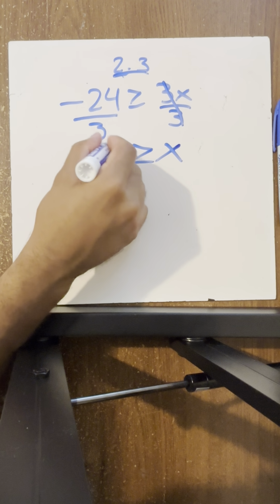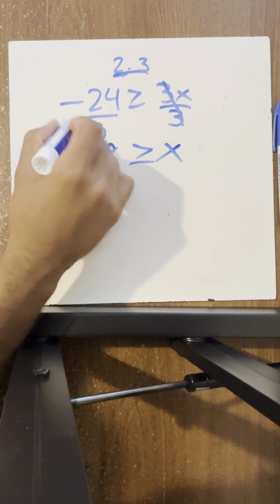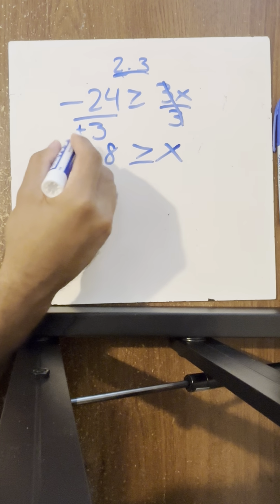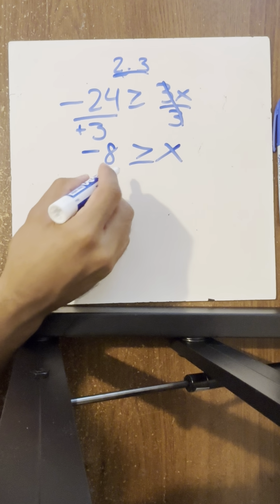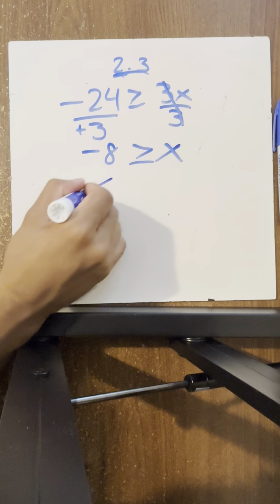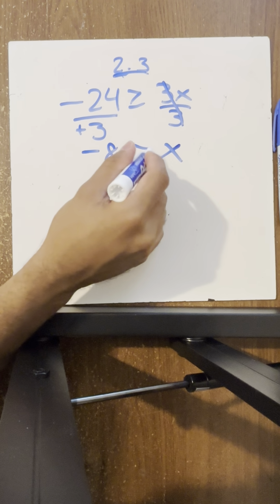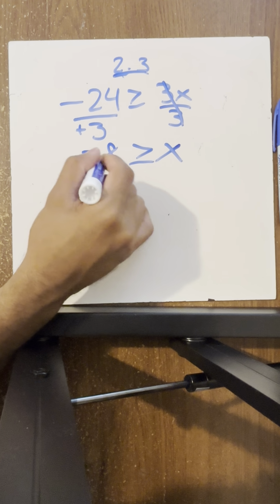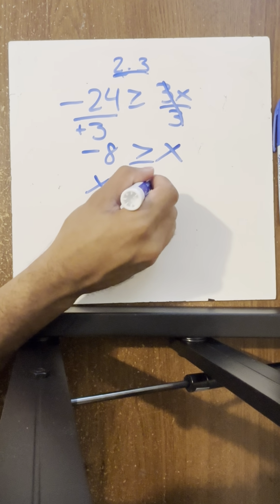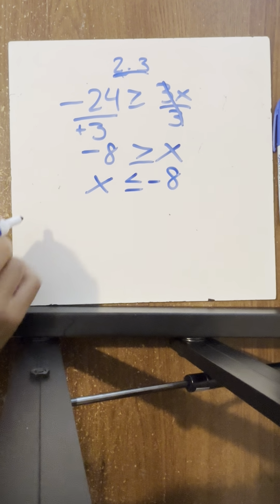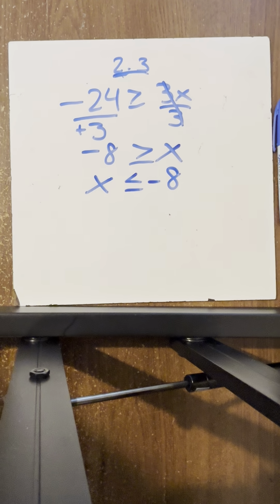24 divided by 3 is 8. But this is a +3 and a -24. Different signs, when you divide, means that your answer would be negative. If we want to rewrite this, we would rewrite it as x. The sign is open towards the 8, the -8. So we keep it open towards the -8 and we can rewrite it like that.